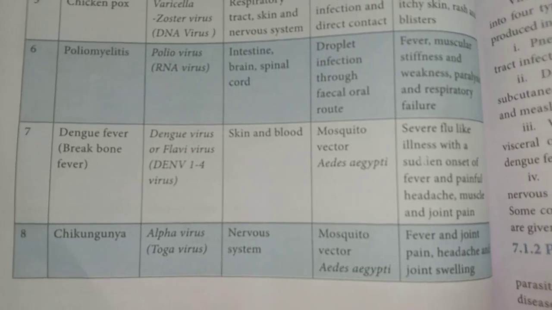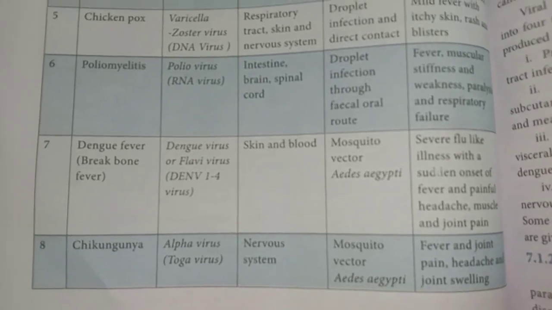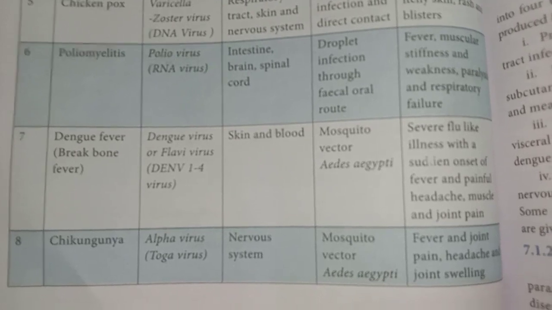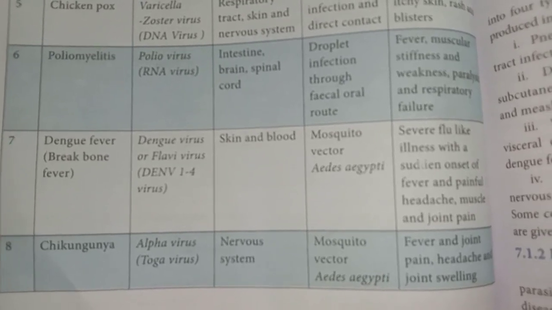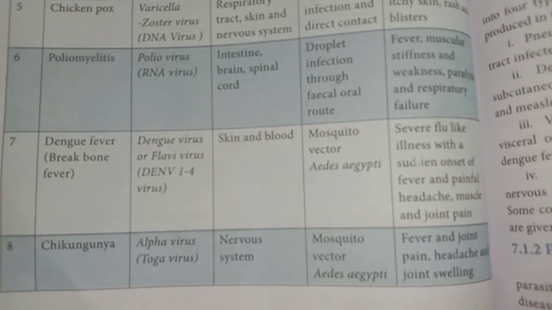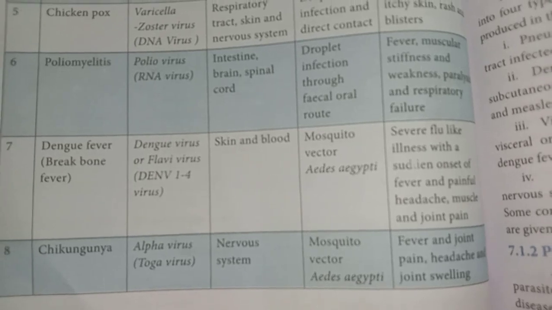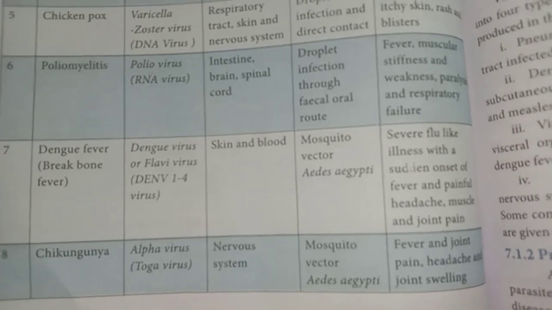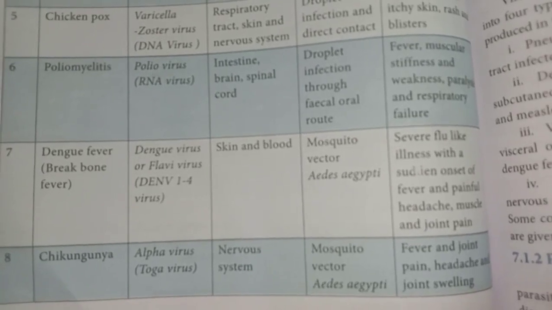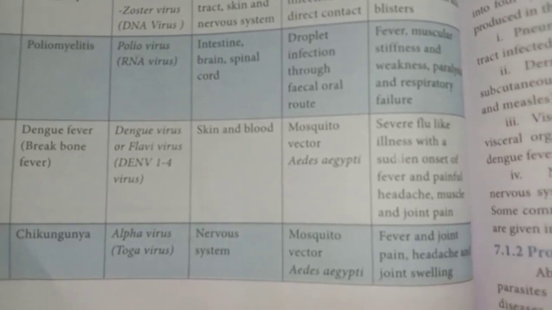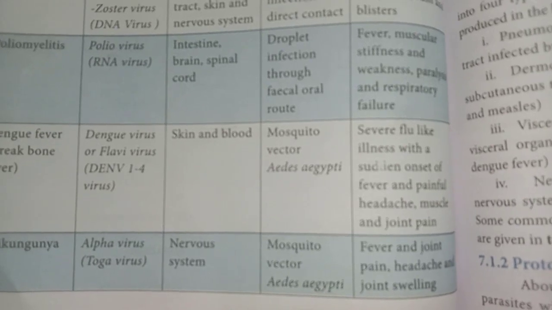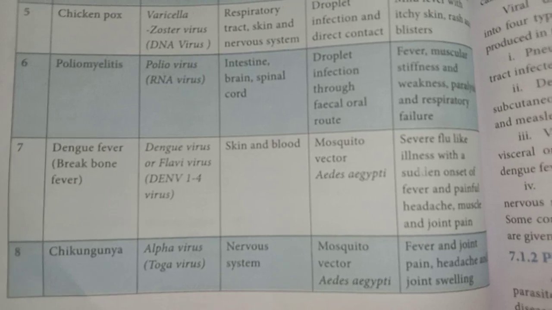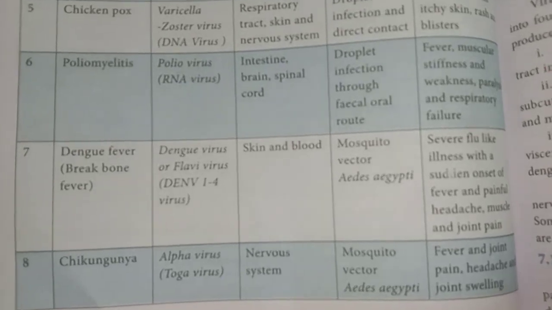Then the last example of viral disease is chikungunya, causative organism alphavirus, affecting the nervous system. This chikungunya is also a vector-borne disease. So here also the same mosquito species, Aedes aegypti, is the vector of this disease. Then the symptoms: fever, joint pain, headache and joint swelling. So these are the symptoms of chikungunya.